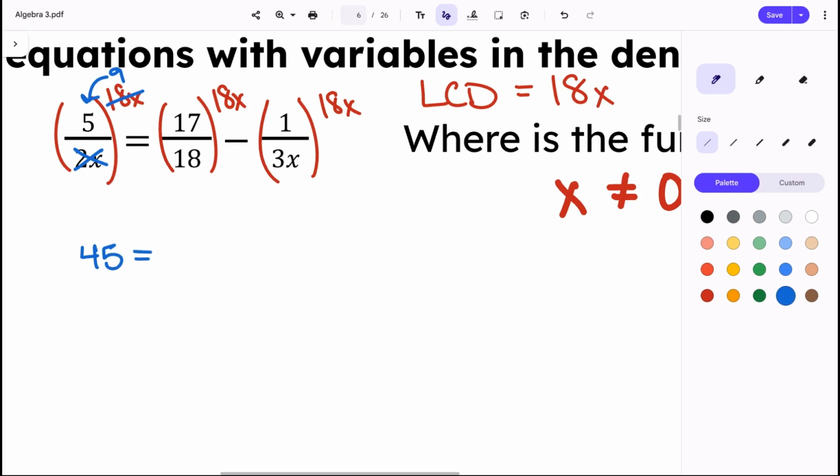Equals, what happens on the second fraction? Does it all go away? The 18 goes away, but the x is still there. So you got to take 17 times the x, which would just be 17x. Okay, minus, what happens on the last set? 6 times that 1. So it's just 6, but there is that minus sign in front of it. Okay, can you guys finish it from there? Take maybe a minute to finish that.